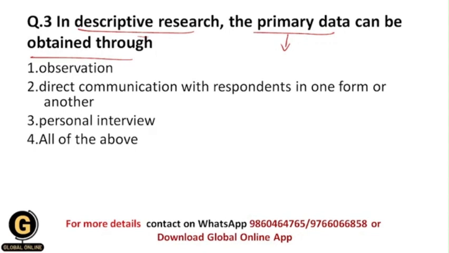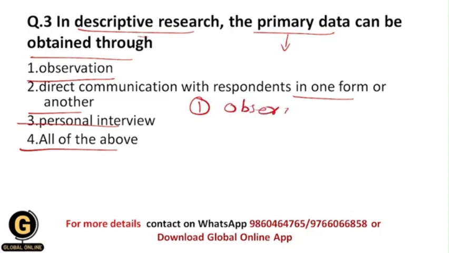Okay, so we have the different options: observation, direct communication with respondents in one form or another, personal interview, all of the above. So basically students, there are lots of data collection methods in descriptive research through which we can collect the primary data. So the first data collection method is observation. So basically students, we use observation as a data collection method so that we can obtain the quantitative data. Okay, now the second one is survey.